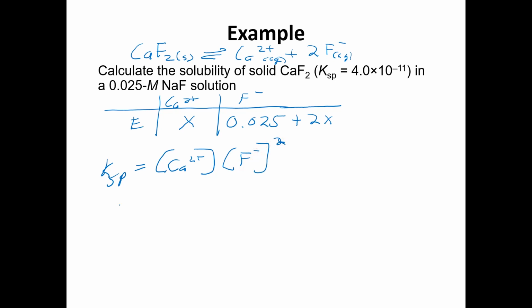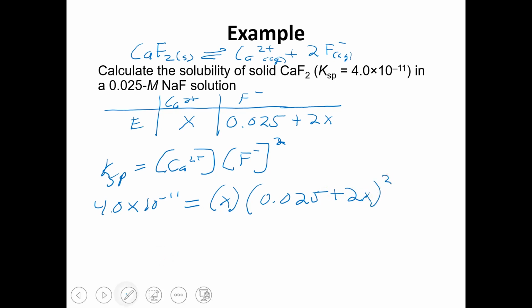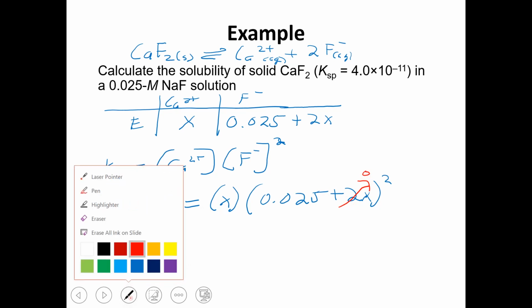So we have a KSP of 4.0 times 10 to the negative 11. So we can plug in x for calcium and 0.025 plus 2x squared for fluorine. And again, to make our lives a little bit simpler, we're going to assume this 2x is small enough that we can ignore it.